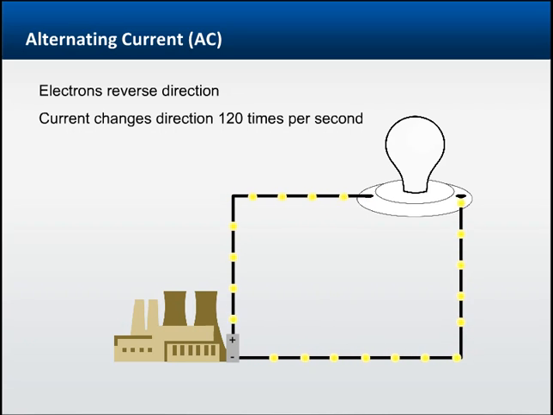Here's a simple example of how this works. As you can see, the electrons start out flowing through the circuit from positive to negative, but then periodically switch and flow back through the circuit from negative to positive. Again, this happens much more quickly than can be shown here.